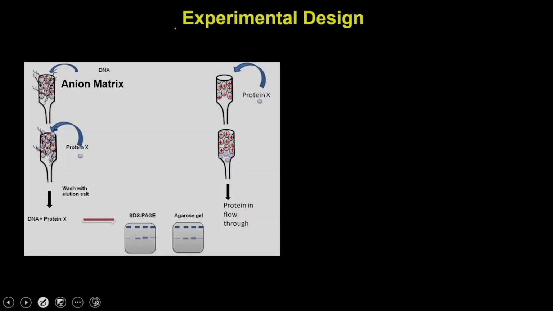Now if you want to do the same experiment, you can also use ion exchange chromatography, which we also discussed. In ion exchange chromatography, you take the promoter of this particular gene and first couple it to the anion matrix, and that anion matrix is going to bind the DNA. Then you put in the protein X in such a way that the protein X itself has zero charge.